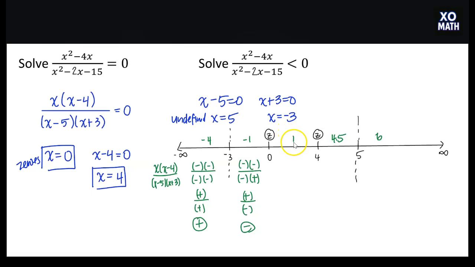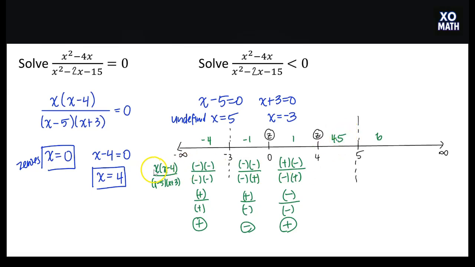So it's a little bit time consuming, but not too difficult. We're just figuring out the sign of each factor. So we have 1, that's a positive. 1 minus 4 is negative. 1 minus 5 is negative. And 1 plus 3 is positive. So we get a negative in the numerator, a negative in the denominator. Overall, that's positive.